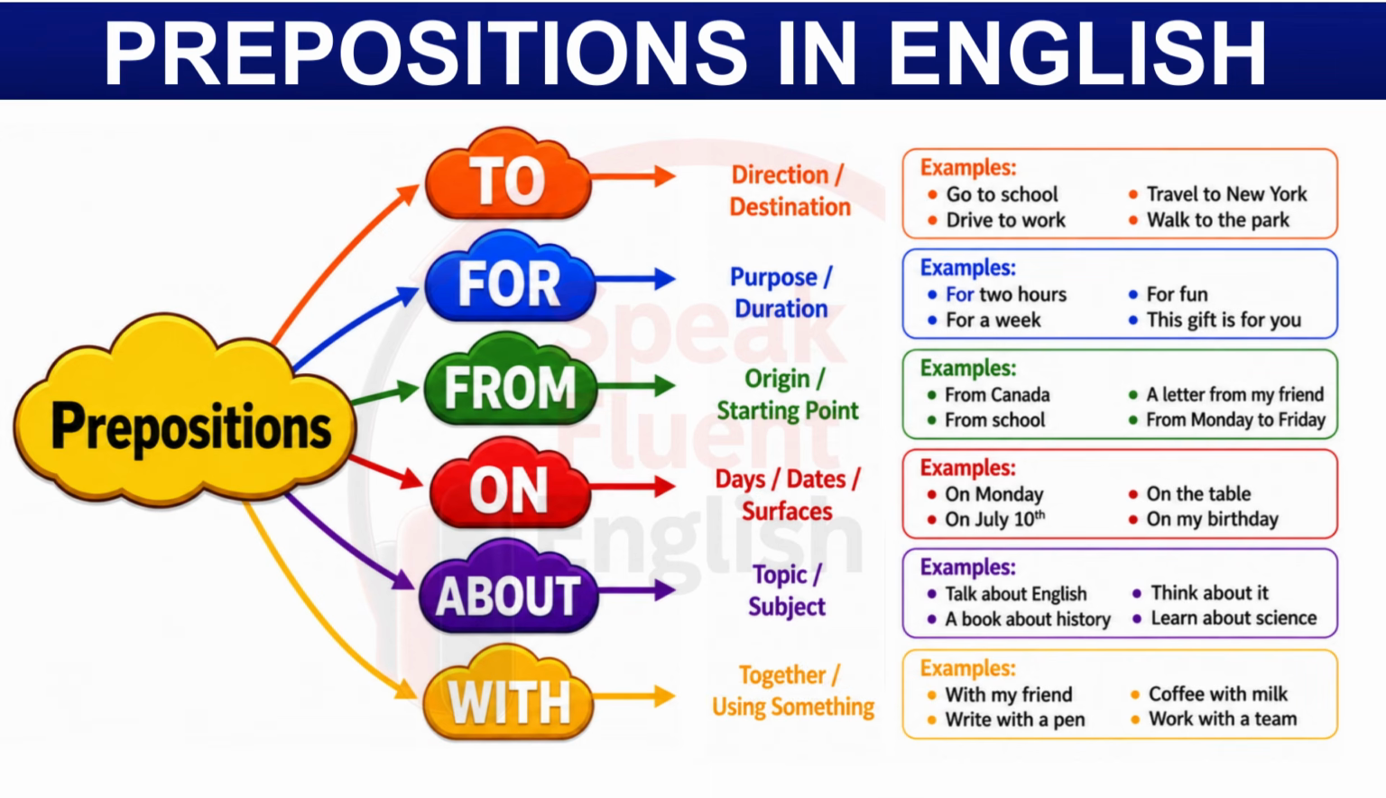Let's begin. First, to. To shows direction or destination. It tells us where someone or something is going. Let's look at some examples. Go to school. I go to school every morning. Travel to New York. They traveled to New York last summer.